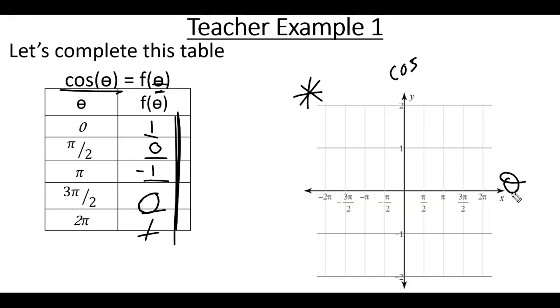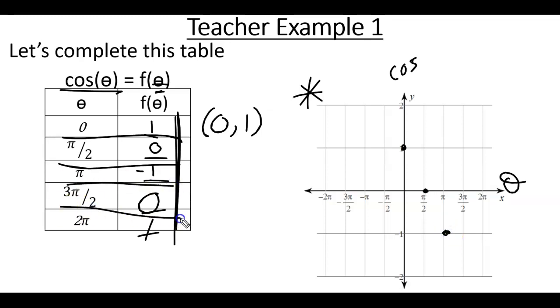All right, so my first ordered pair is the point 0, 1. So that would be right here. My next ordered pair would be pi over 2 and 0. My next ordered pair would be pi, -1. My next ordered pair would be 3 pi over 2 and 0. And my last one would be 2 pi, 1.